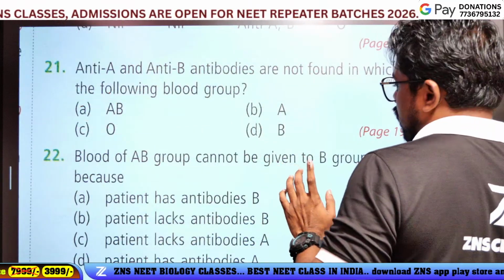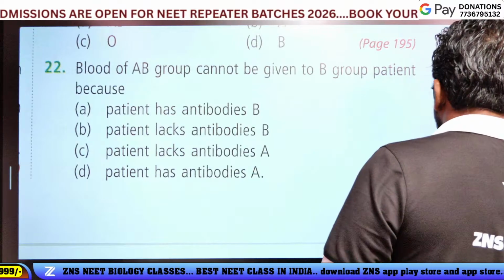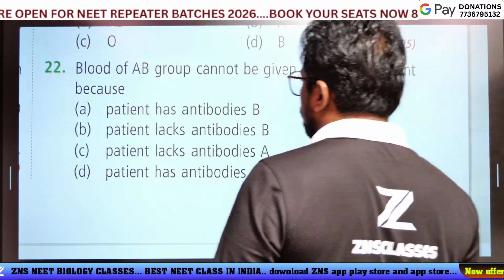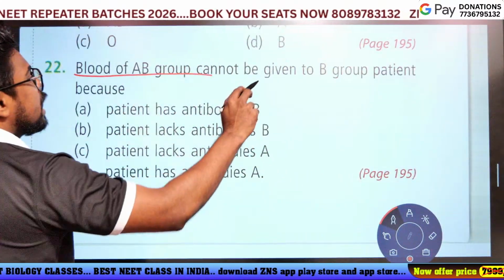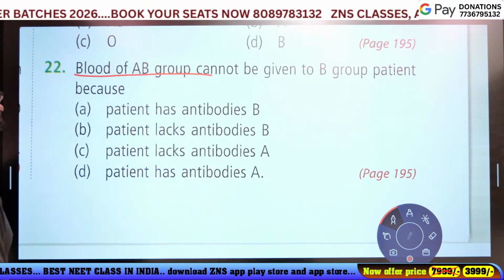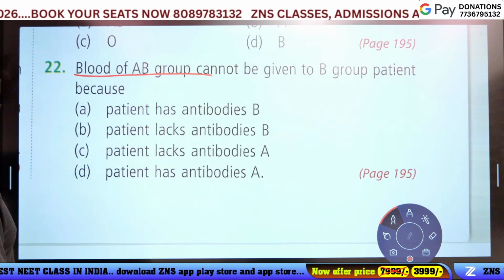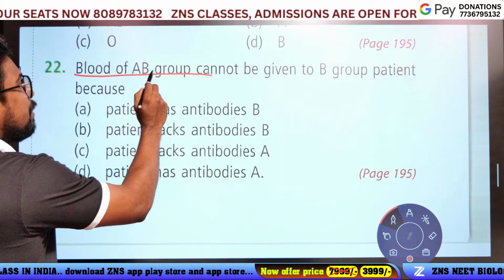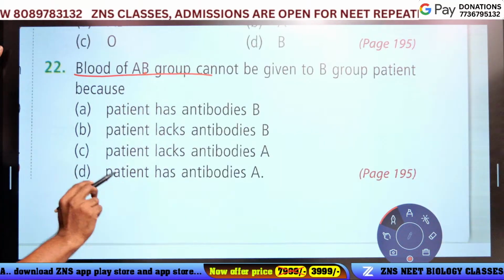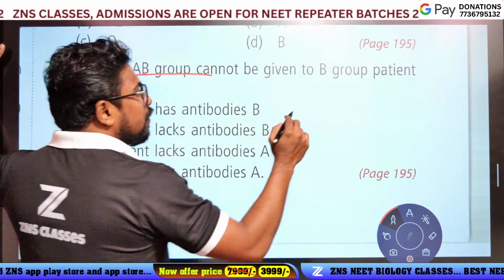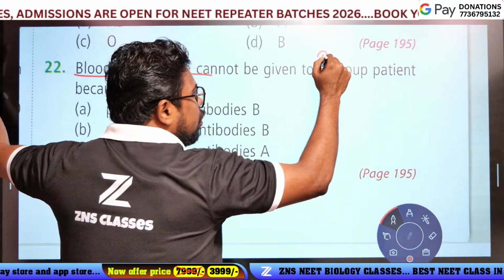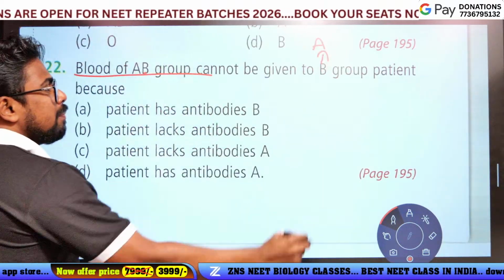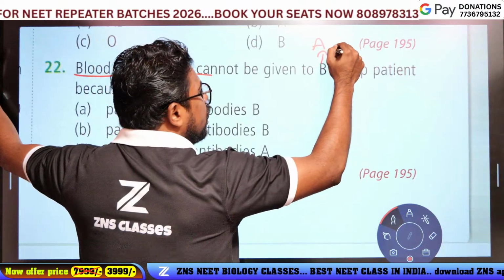Ready? Okay. Next question. The blood of AB group cannot be given to a B group patient because the blood. Okay, blood of AB group cannot be given to B group because what happened? First of all, the B group antibody is anti-A.